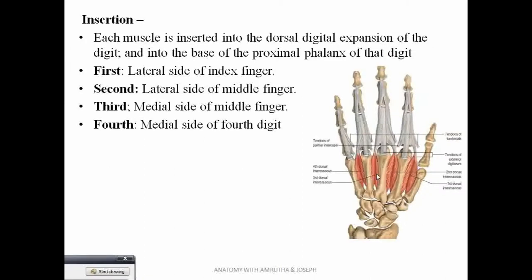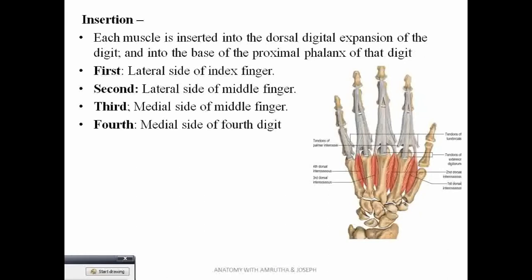Now insertion, each muscle is inserted to the dorsal digital expansion. So here also you can see the dorsal digital expansion, which is this one, and into the base of proximal phalanx of that digit. Now which digit is it inserted to? So let's see that. This is the middle finger. Now middle finger can abduct in this way as well as this way. On either side it can abduct, and the other fingers will move away from the middle finger in abduction, right?